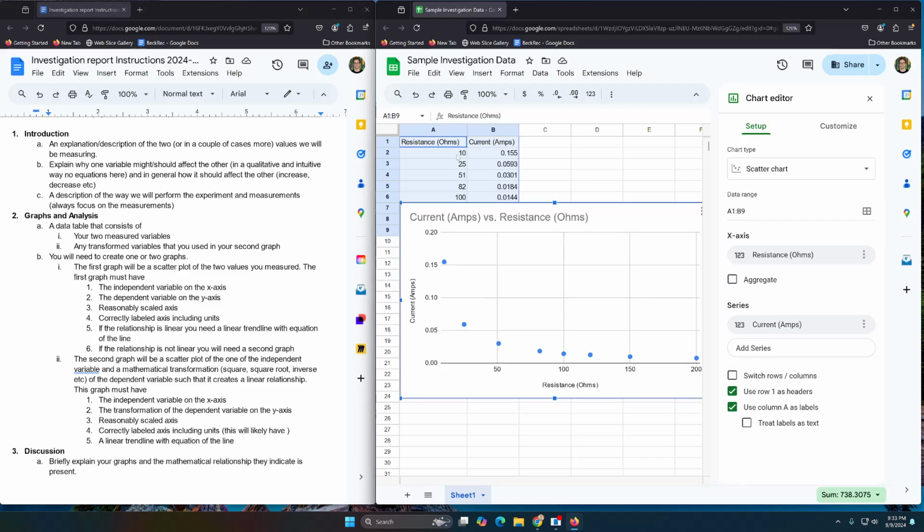You'll notice the first column, resistance in ohms, is on the x-axis, and the second column, current in amps, is on the y-axis. That's how it should be if you've done it properly. It auto-generated the title. Title's not that important as long as your axes are labeled properly. Now we do have to add a couple things. We're going to customize here.